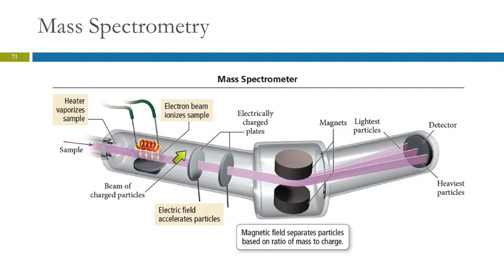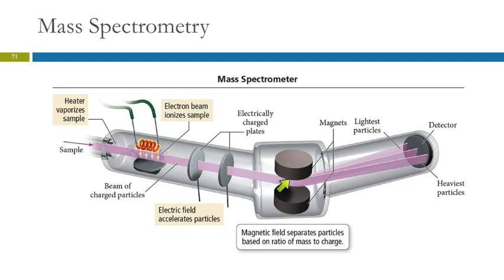Because it has a charge, now we can accelerate it using electric fields, and we can focus it, and so we're sending a beam of these charged particles through this magnetic field, and these are very powerful magnets. The magnetic field is going to separate the particles based on their mass to charge ratio. So they will have picked up at least 1 electron. Some of them might pick up 2 or more. You can't really control that.